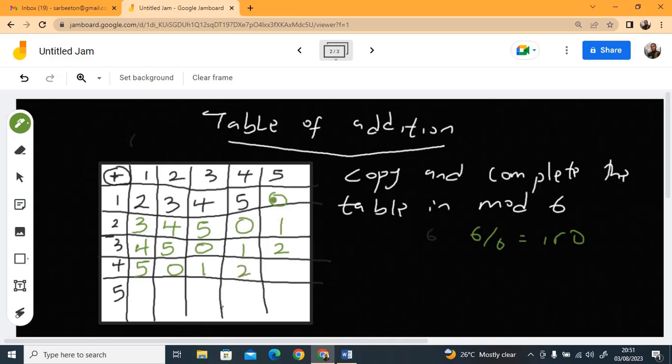It's like something like Sudoku. You can see merging and crossing. No problem. So look at last one. 4 plus 5 is 9. 6 goes in 9 is what? 1 remainder 3. So you're going to write 3 here.